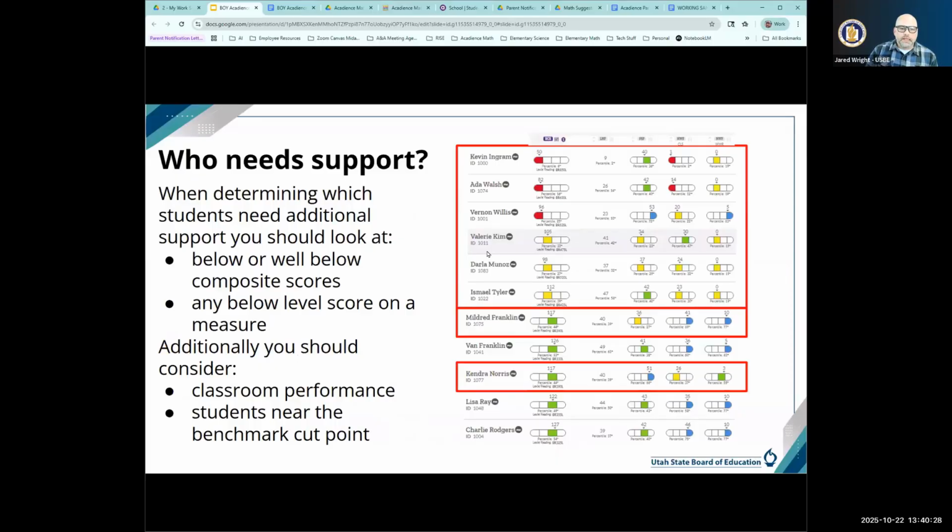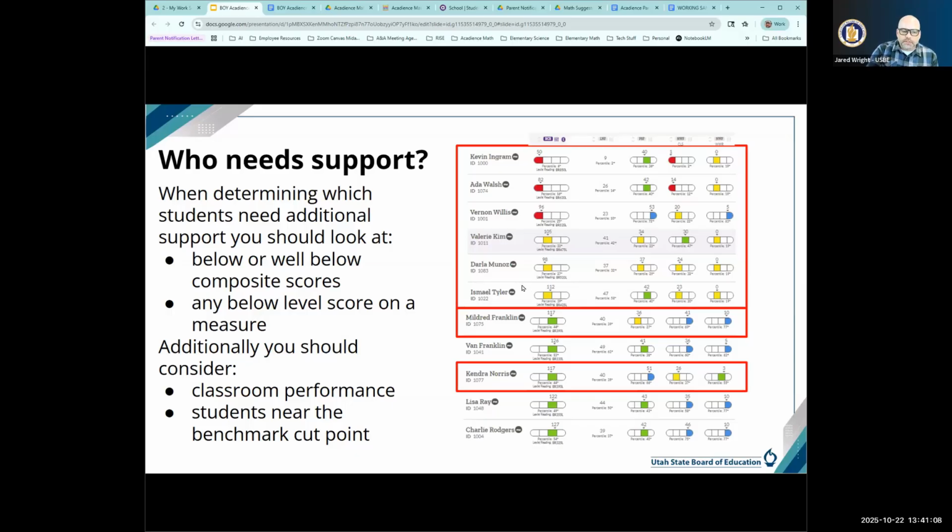So in looking at this data, hopefully you can see that well enough. Looking at that, who needs support? We look on the left side, just right after the student's name, and that's going to be our composite score. We can tell by the composite score if students are well below or below the benchmark, and that's going to be the red or the yellow. That's going to help us right away know, okay, these students are scoring below the at benchmark. So we're going to pay attention to those students. They're going to need additional support.